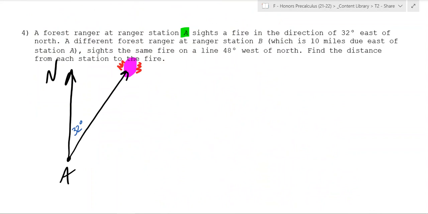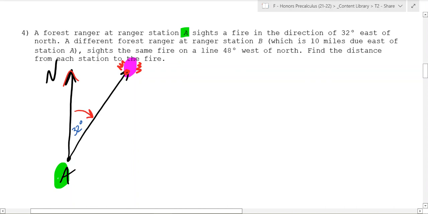So here's how we could use the law of sines. Here's our forest ranger at a ranger station A right here, who sights a fire in the direction 32 degrees east of north. So if north is straight up, 32 degrees east of that is to the east, which is that. So the fire is right there. You like my fire there?